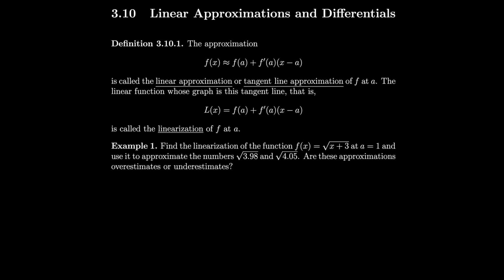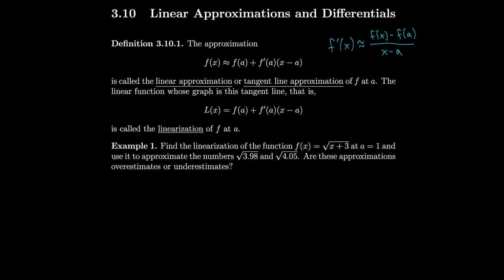This should make sense as a definition because remember that we approximated the derivative using the slope of the secant line, f of x minus f of a over x minus a. So if we multiply both sides by x minus a, that moves this over here. So we get f prime of a times x minus a. And then if we just add f of a to both sides, we get f prime of a times x minus a plus f of a is approximately f of x.